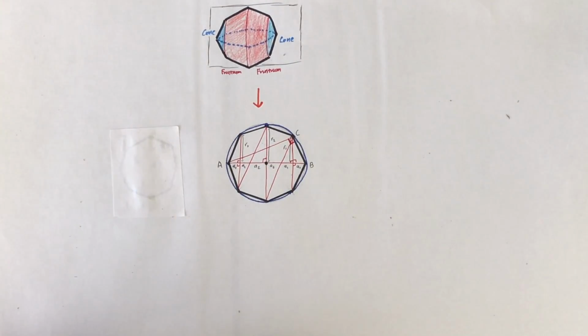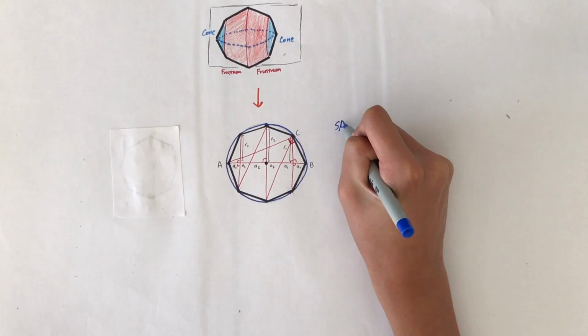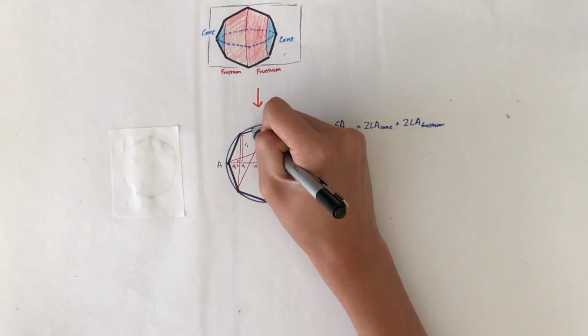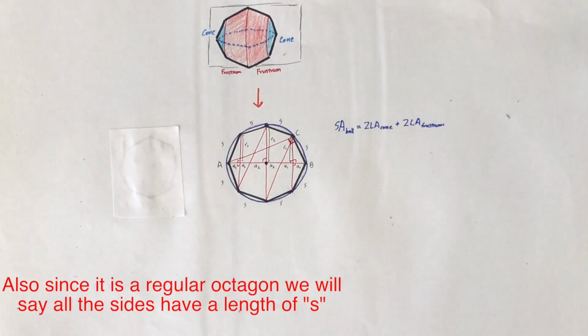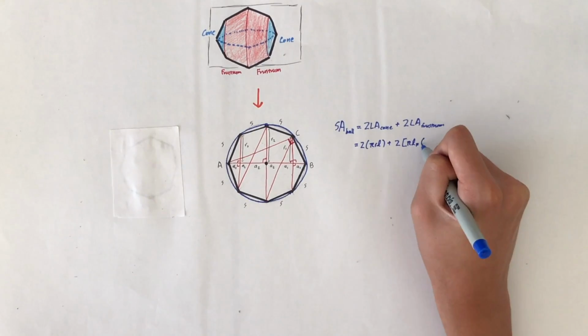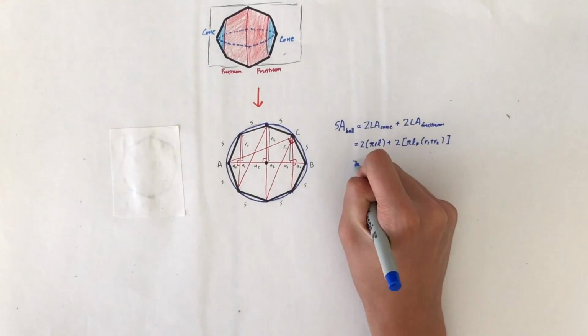So the surface area of the octagonal ball would just basically be 2 times the lateral area of the cone plus 2 times the lateral area of the frustrums. So we already know the lateral area of a cone is pi times r times l, and the lateral area of a frustrum is pi times the slant height of the frustrum times the sum of the two radii.